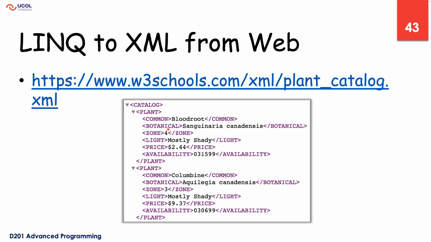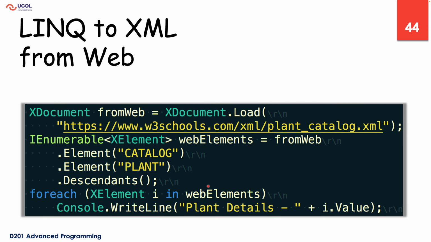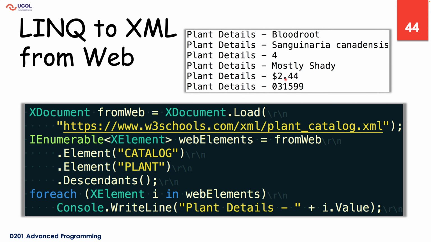What will happen is it will take all the values present here: common, botanical, zone, light, price. Once it takes all those values, we say for each XElement i in the elements, write plant details, i.Value. So it will print those values. For each element, like bloodroot, it will print all the details of each and every element.